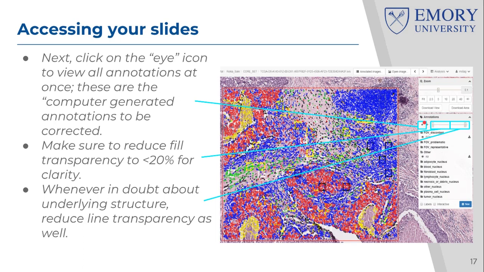Whereas if you click on this eye icon, the one at the top, this will show all the annotations in the slide, all the computer-generated annotations. And you can see there's a lot of them. There's just so many of them, all right? Of course, you're not going to correct every single one of them. That's why we have these small fields of view that you need to correct, okay? These computer-generated annotations.